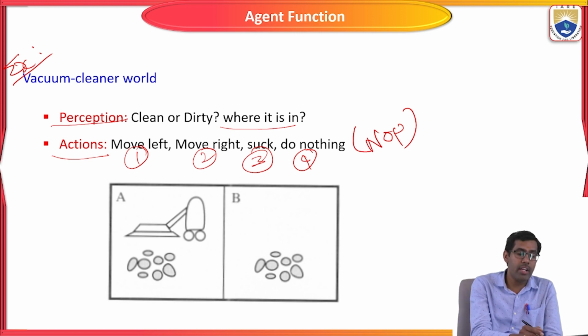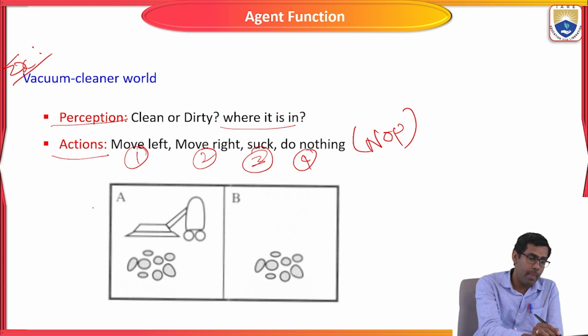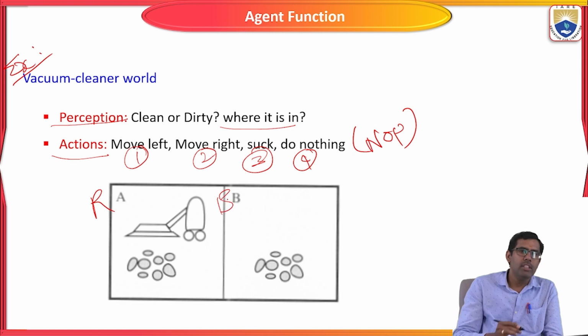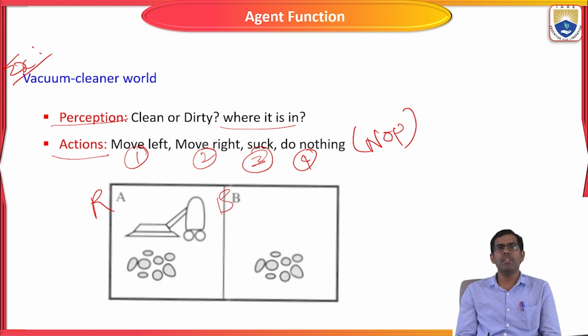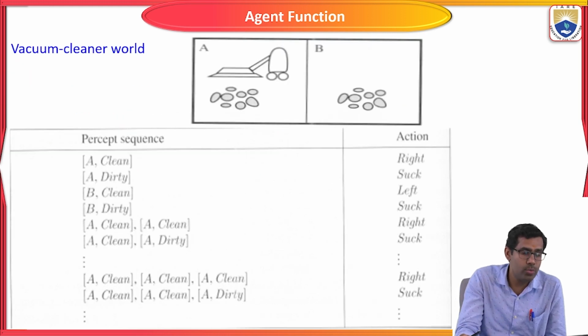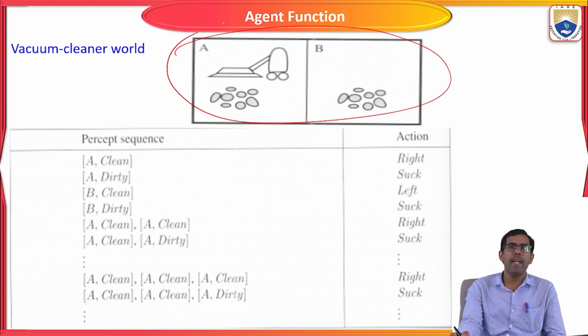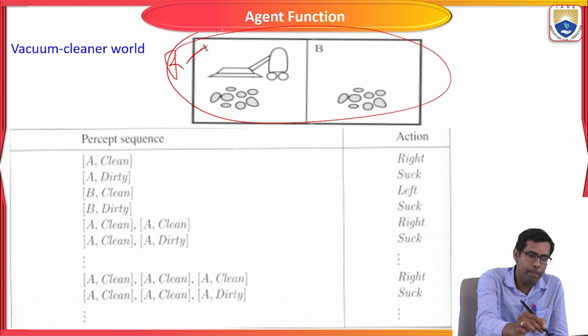So consider you have two rooms in your house, room A and room B. The two rooms have some dirt or dust on the floors. We are going to clean that particular dust using these agent functions. So here, in the whole house, we have two rooms, room A and room B.